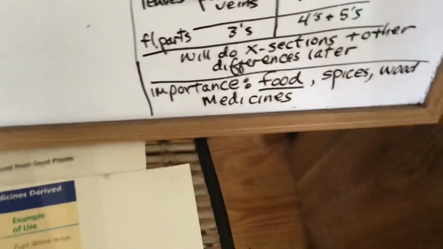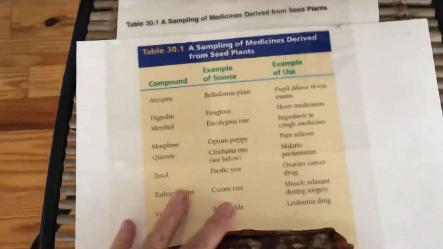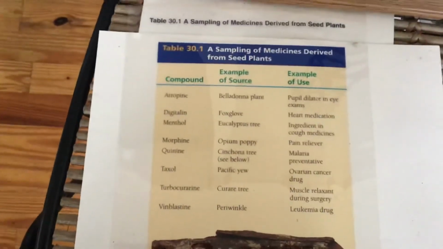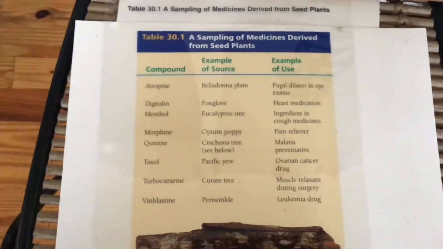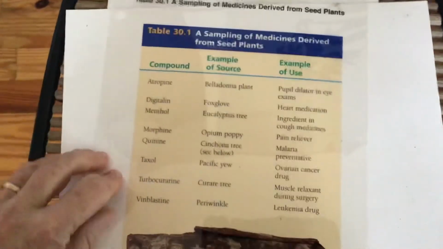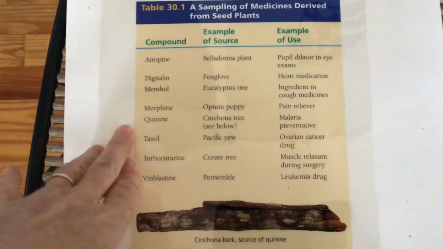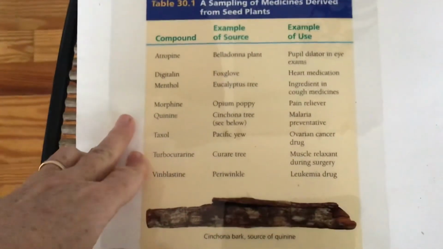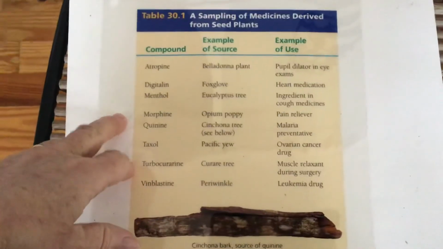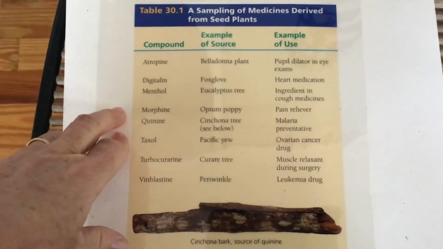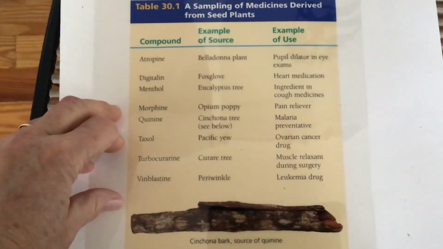And then, of course, there's medicines, and there's a table in your book talking about different medicines that are derived from seed plants. And you can see there's a whole lot of them. Much of the medicines are found actually as secondary metabolites that I mentioned earlier, that are a lot of times found in the large central vacuole of a plant cell.